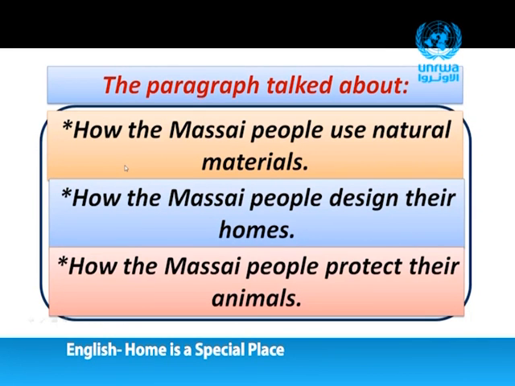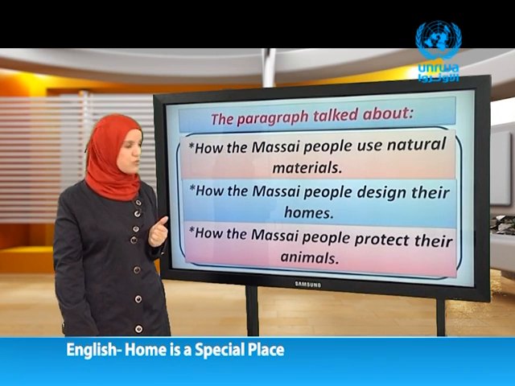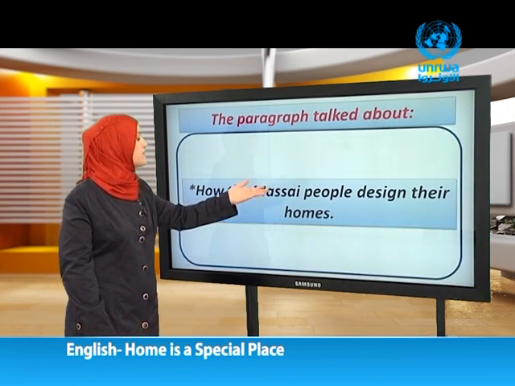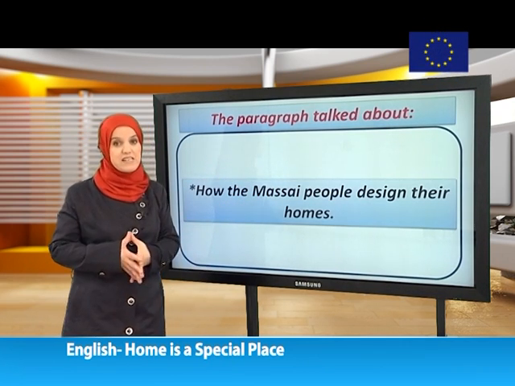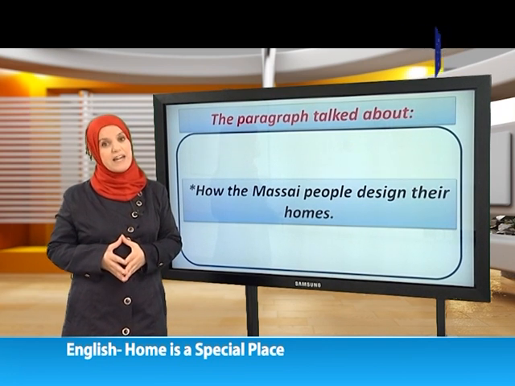Now, where is the topic sentence? How the Maasai people use natural materials? How the Maasai people design their homes? Or how the Maasai people protect their animals? The paragraph talked about how the Maasai people design their homes. This is the topic sentence. And the other sentences carry part of the idea.